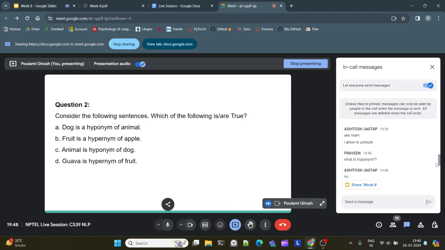So I think one of you had asked a question. I think Praveen had asked what is troponym. As far as I remember, troponym is like, there would be two lexemes, and one signifies a particular way or a manner of doing one particular thing.